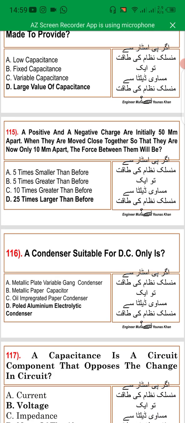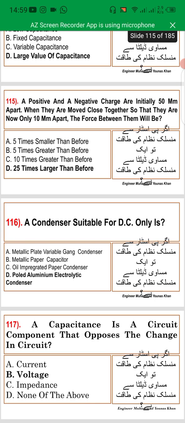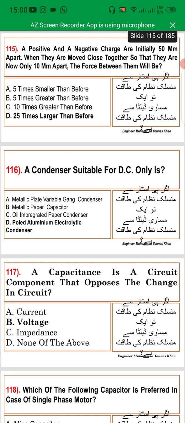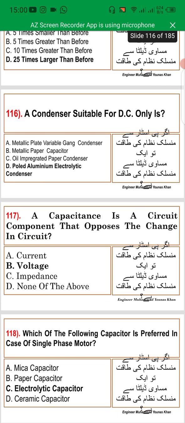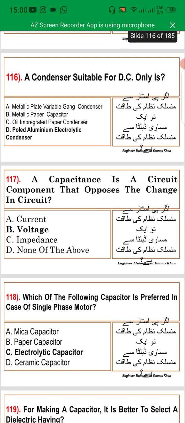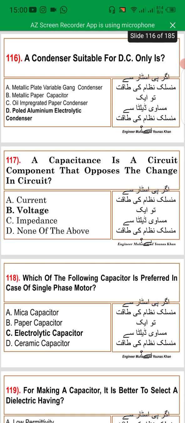A positive and a negative charge are initially 50 mm apart. When they are moved closer together so that they are now only 10 mm apart, the force between them will be 25 times larger than before. A condenser suitable for DC only is a polarized aluminum electrolytic condenser. A capacitor is a circuit component that opposes the change in circuit voltage.